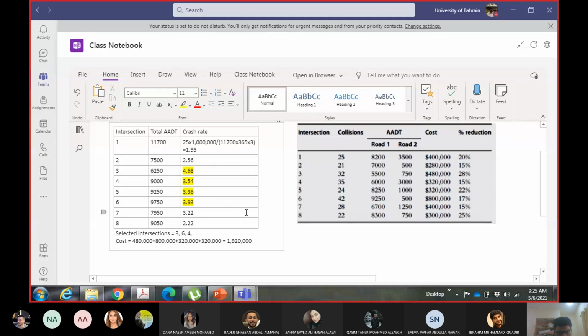This much, right? 1,920,000. Yeah. Okay, now we still have some budget left, right? So I selected number 5 as well. Now I can go for the next one, which is this one. Okay, so if you take this one, then I'm asking for how many? 400,000 more.